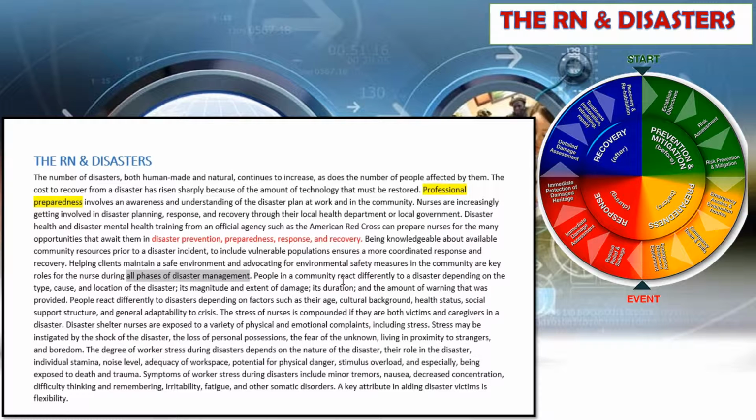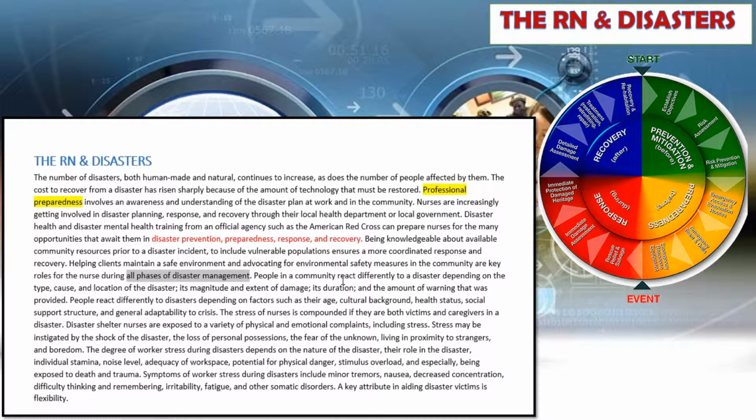So nurses have a role to play, but they may have a harder time because when a patient is sick, it is not our body that's sick. But when a community is sick, nurses are also part of that community. So disaster shelter nurses are exposed to a variety of physical and emotional complaints, including stress that they must deal with their own self and their family.